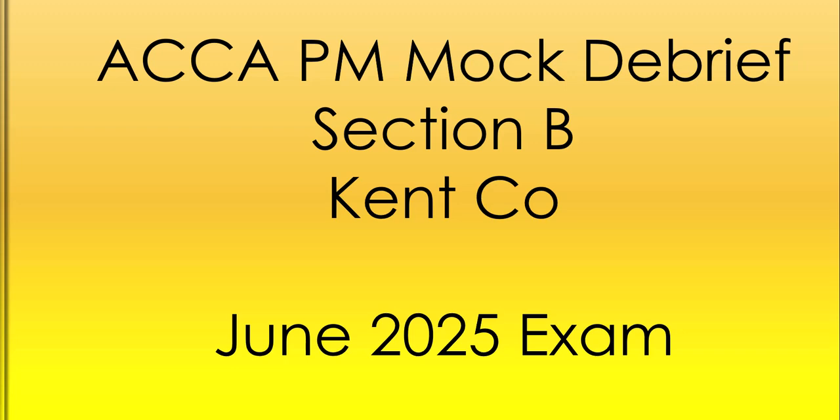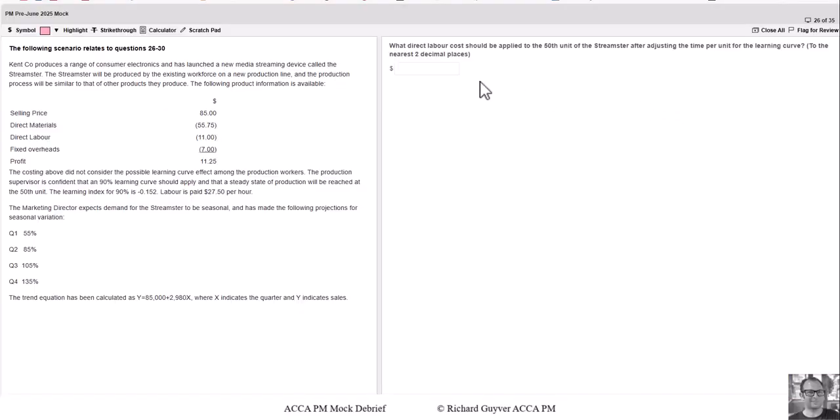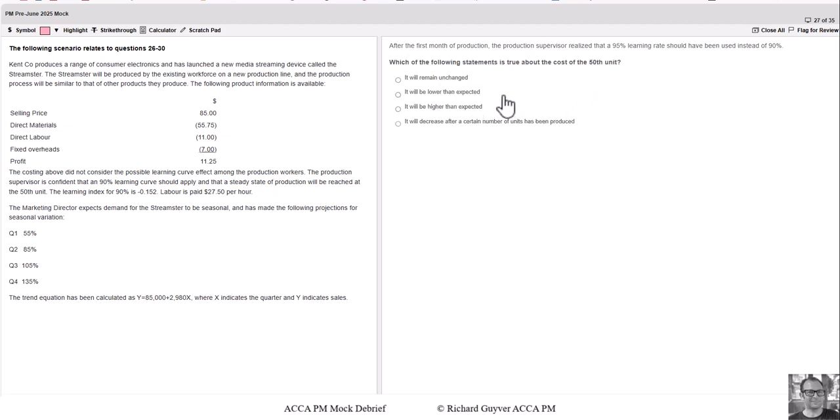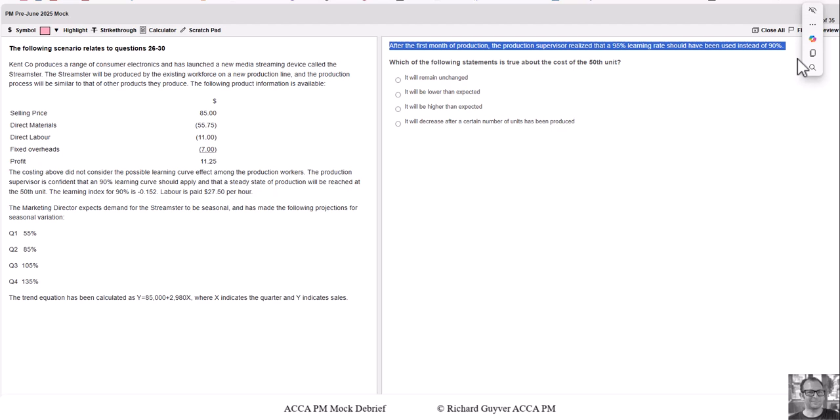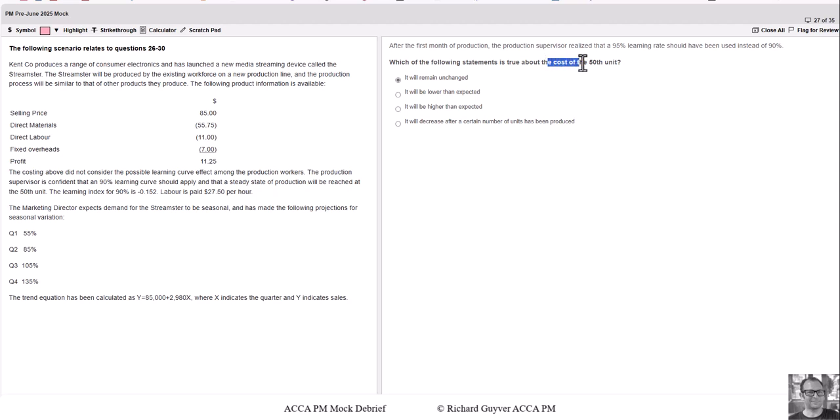Welcome back. We'll now look at Kent Co, another section B question. Let's take a look at our requirements. We've got a calculation here and I can see it mentions learning curve. This question looks like an outlier. Often there's a clue that when there's a little bit of extra narrative and it's not a calculation, it ends up being an outlier, except that this one refers to the 50th unit. So I'm going to leave that just in case, because maybe there's something in the narrative that is important.